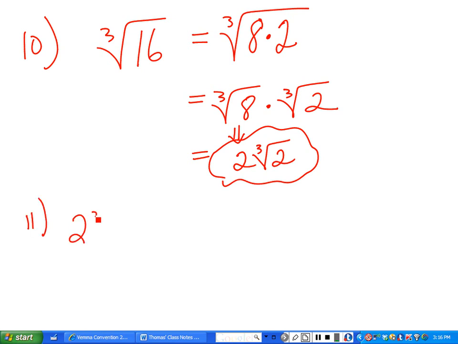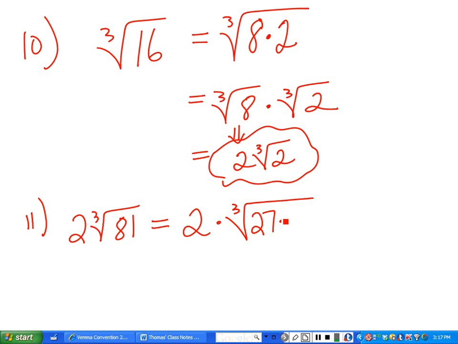What about 2 times the cube root of 81? Now, what perfect cube factor goes in 81? We see that 8 does not go in 81. What's the next perfect cube? Does 27 go into 81? You need to take out your calculator and just figure out, is 81 divisible by 27? It is. So it's 27 times 3.